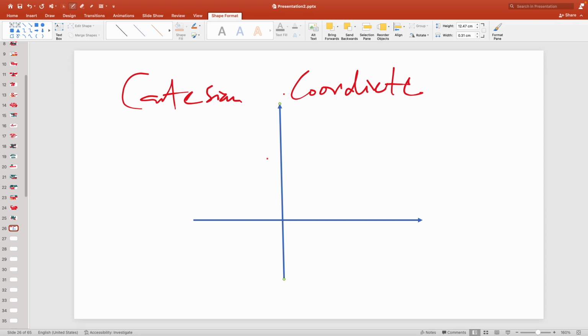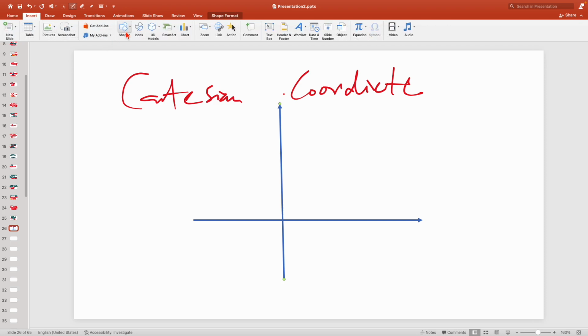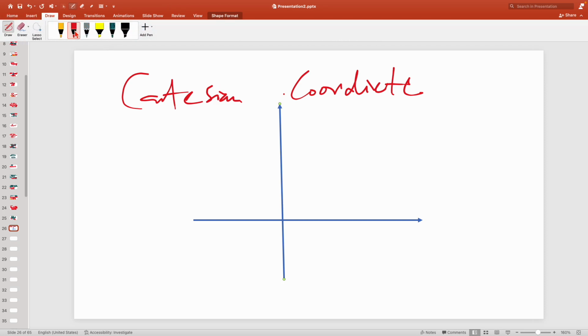Okay. Cartesian coordinate means the horizontal. This is called the horizontal axis. This is called the vertical axis. And usually we label the horizontal axis as our x-axis, and we label our vertical axis as our y-axis. Are you clear? Have you seen this in science? Okay, good. So this is called a Cartesian coordinate system.